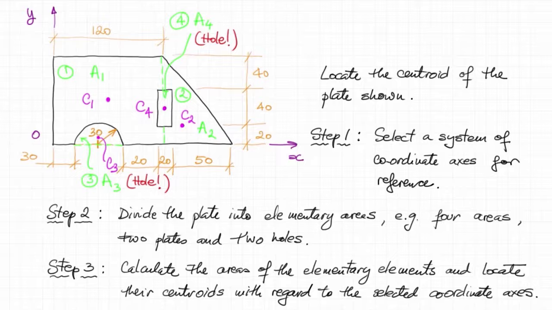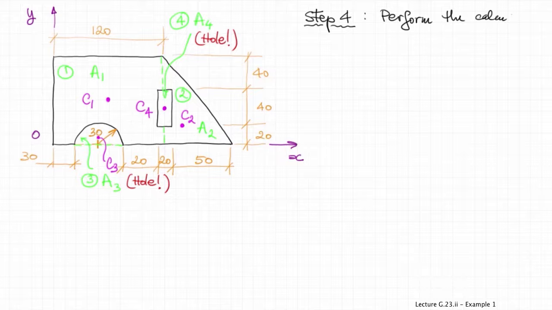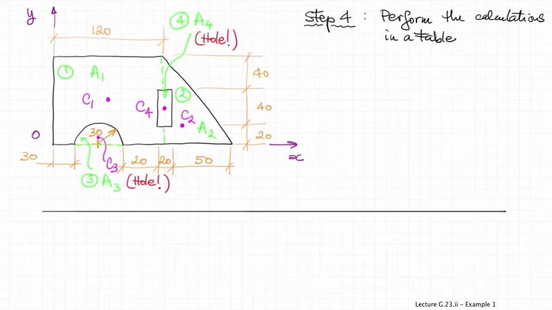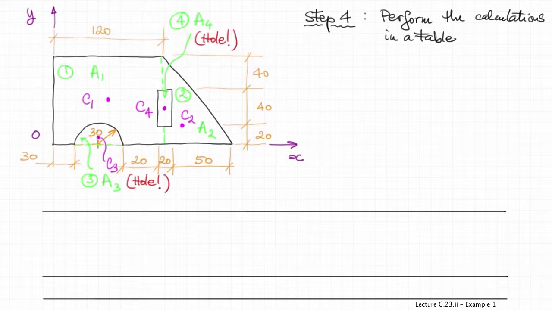It's good if we can draw these diagrams as close as possible to scale, so we can represent these locations as accurately as possible. And then we can perform the calculations in a table. Or if you prefer, you can just plug in the numbers into the formulae for x bar and y bar, but it's much simpler, more visually meaningful if you use a table, and easier to follow.